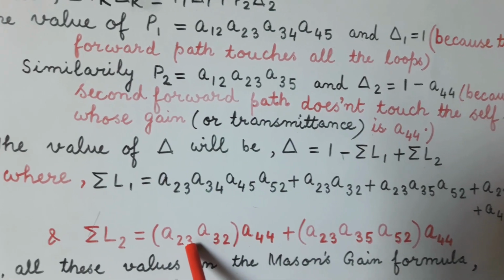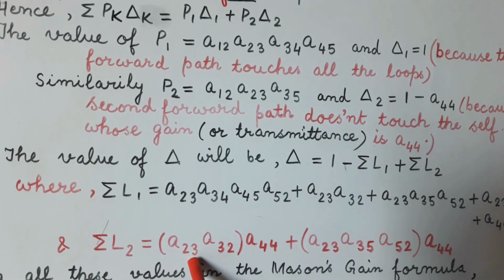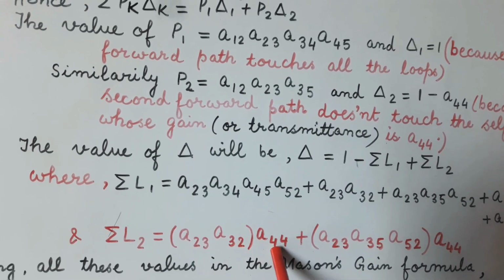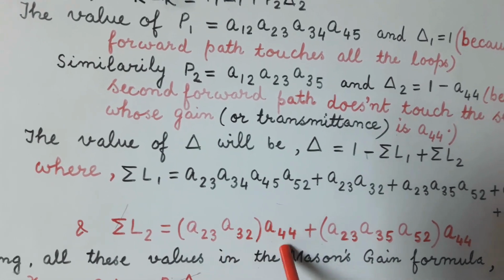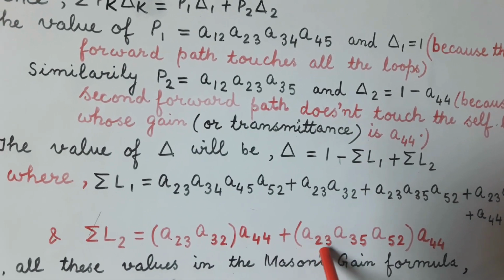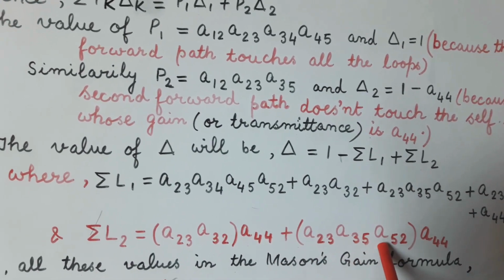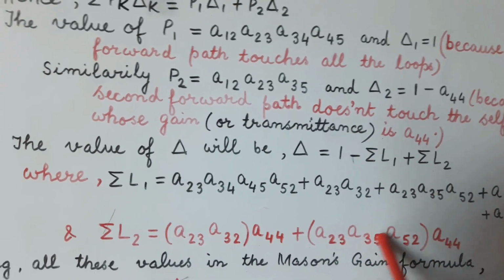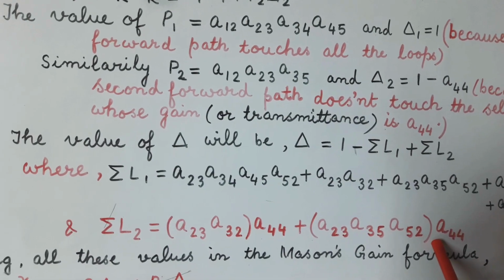We find that the loop A23, A32 does not touch A44, so we will take the product of these 2 loops. Again we find that the loop whose gain is A23 into A35 into A52 doesn't touch the self loop, so we will again take the product of these 2 terms.